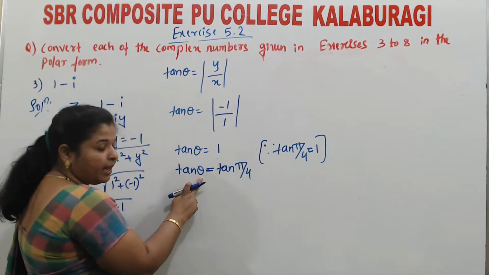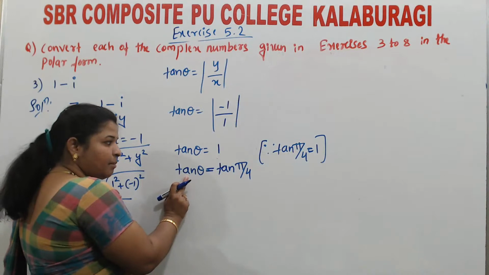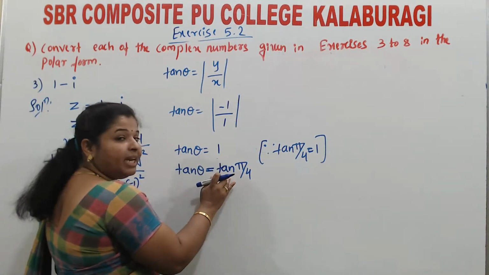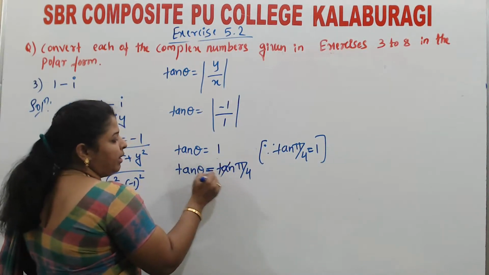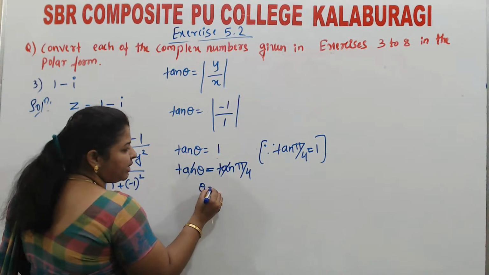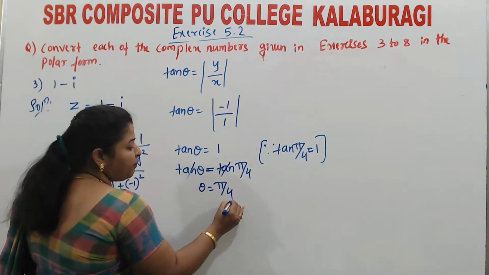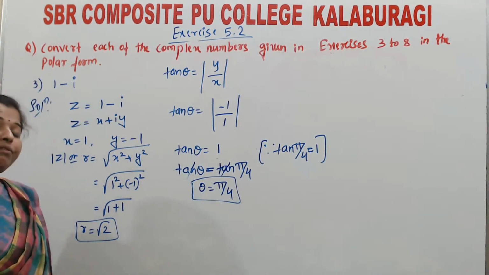Because we need theta, right? We have to cancel this tan. If we want to cancel this term, means here we need tan, right? That is why tan pi by 4 is equal to 1. Left side, right side, tan gets cancelled. Then here it remains theta is equal to pi by 4. Here the value of theta is pi by 4.